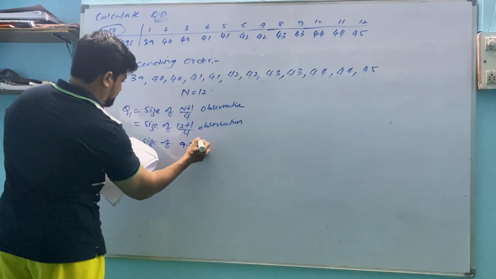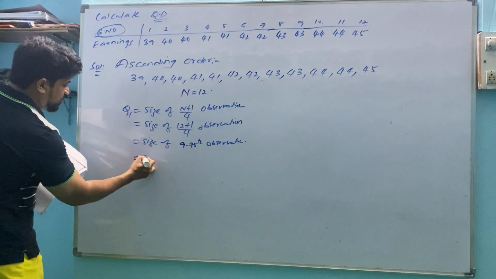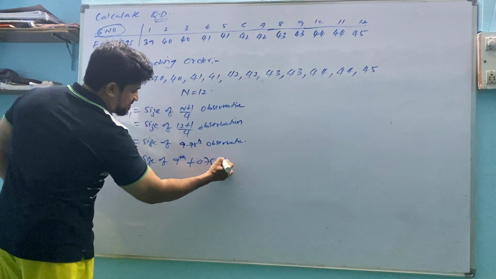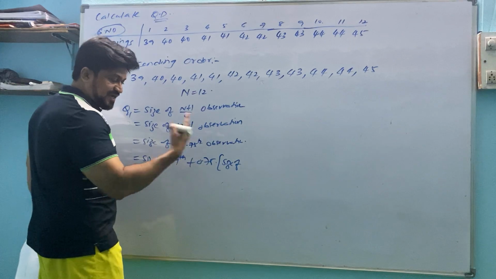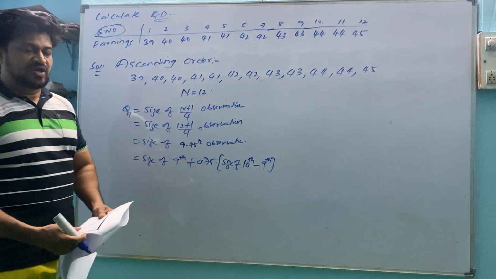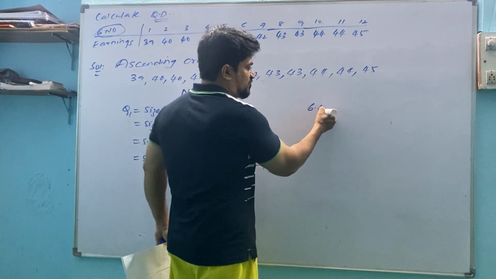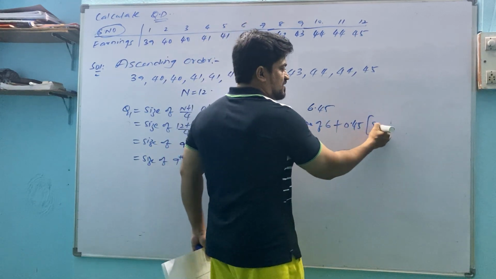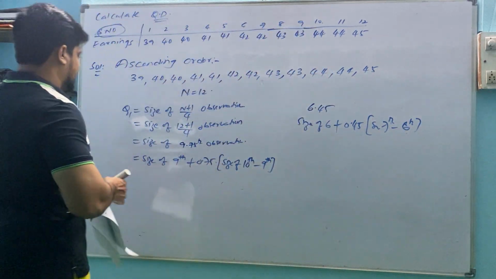9.75th observation. Now for 9.75, size of 9th plus 0.75 into size of 10th minus 9th item. Previously I have also told you, if you find 6.45, suppose size of 6.45, we will write size of 6th plus 0.45 into size of 7th minus size of 6th. In that way you have to remember to write that.